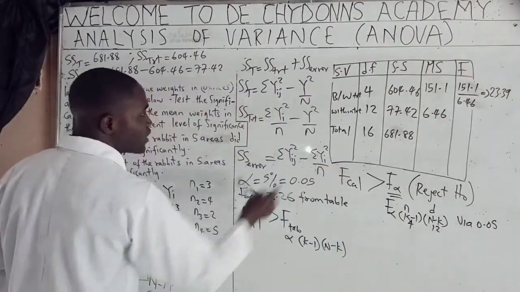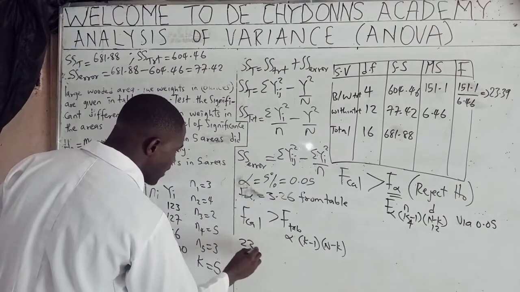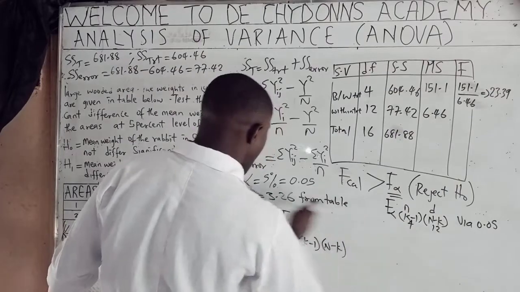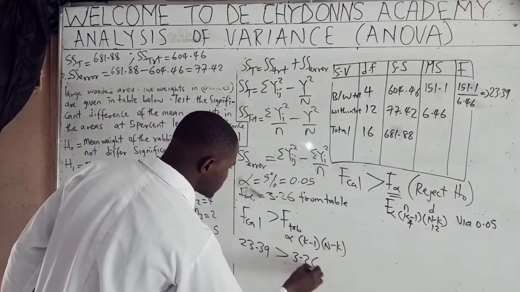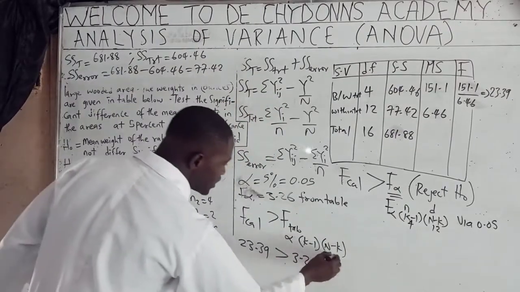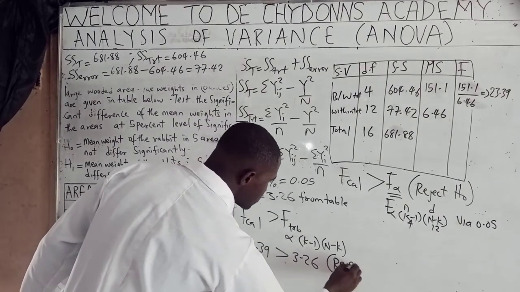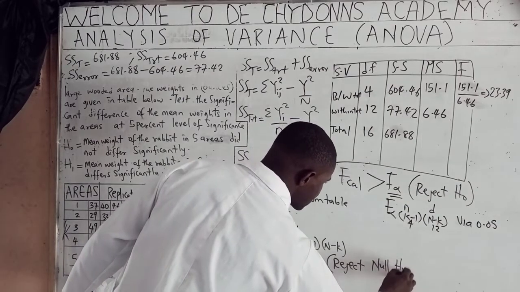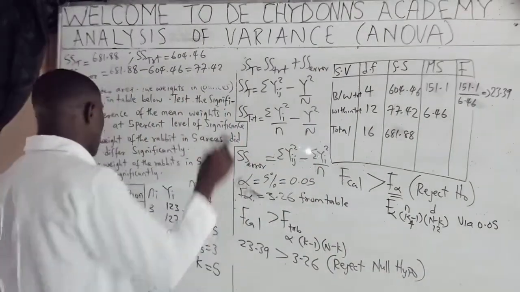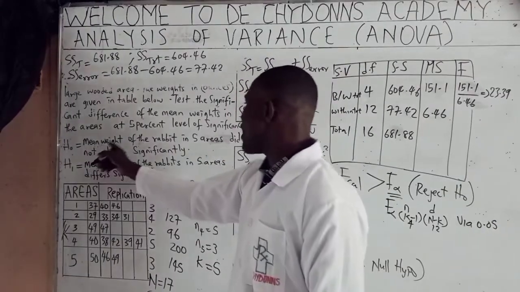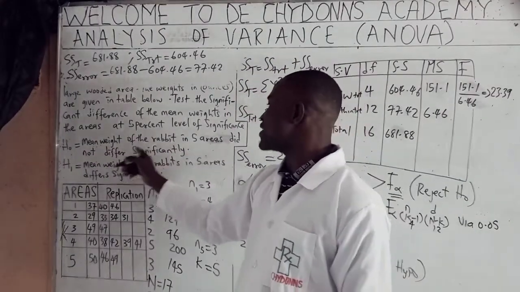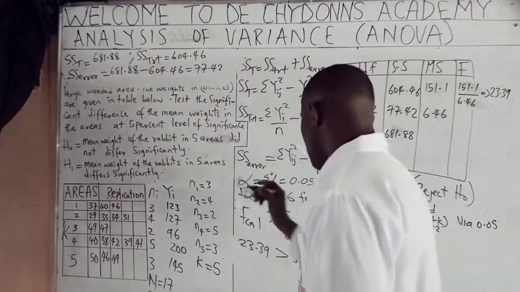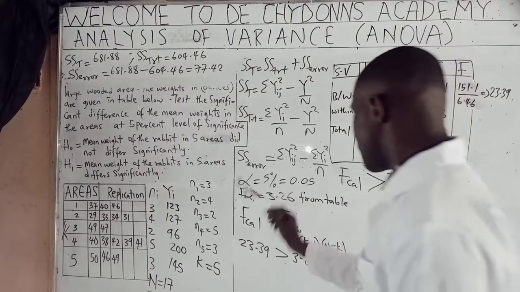So what you now do, what is F calculated? You say 23.39. Are you greater than, what is F table? F table is 3.26. Since this is greater than this, it means reject null hypothesis. So the implication is that, what is our null hypothesis? It's that the mean weight of rabbits in the areas did not differ significantly. So rejecting it means we have to accept the alternative.